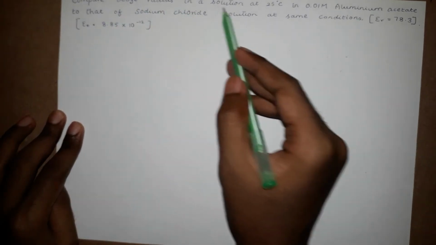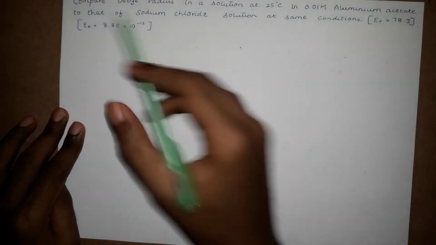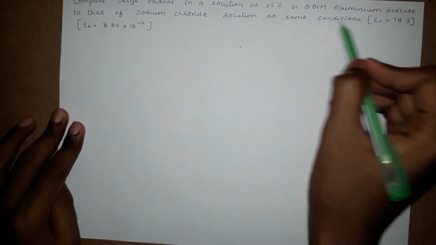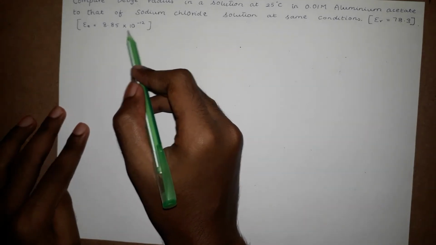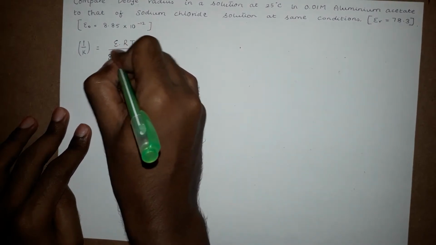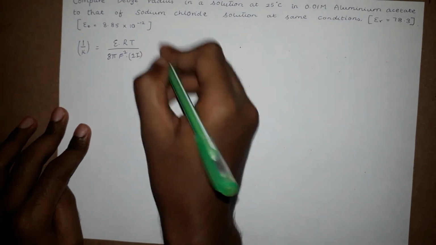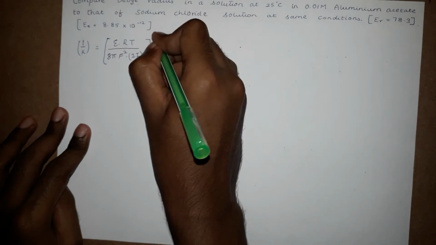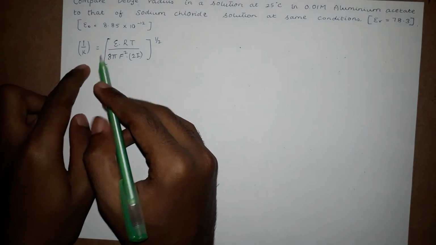Compare the Debye radius in a solution at 25 degrees Celsius in 0.01 molar aluminum acetate to that of sodium chloride solution at the same condition. Take epsilon r equal to 78.3 and epsilon naught equal to 8.85 into 10 to the power minus 12. So the Debye radius is given by 1 over kappa, which is equal to the square root of epsilon r epsilon naught R T divided by 8 pi F square into 2I, or we can write it as sigma Ci Zi square raised to the power 1 by 2. This is the formula for the Debye radius, 1 by kappa.